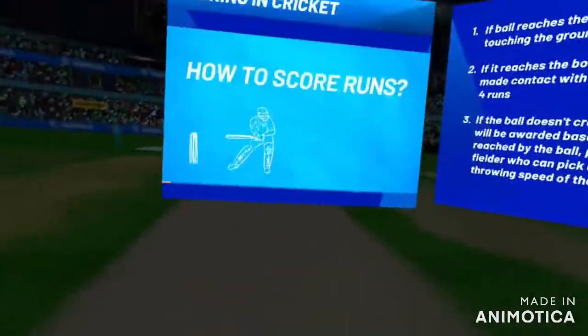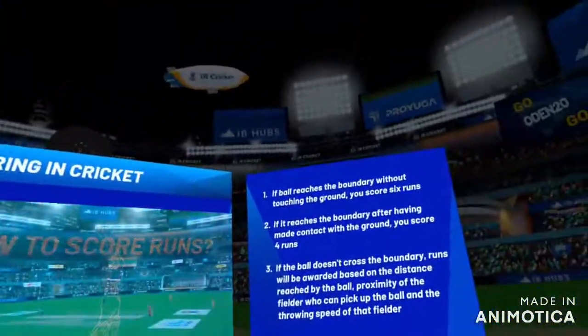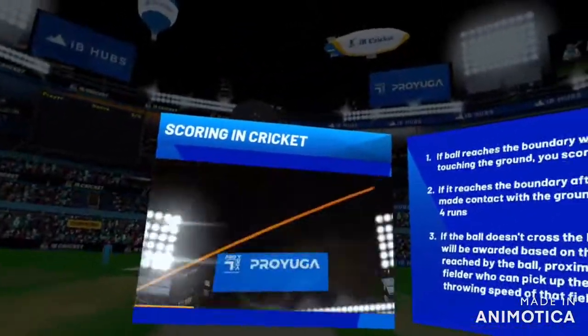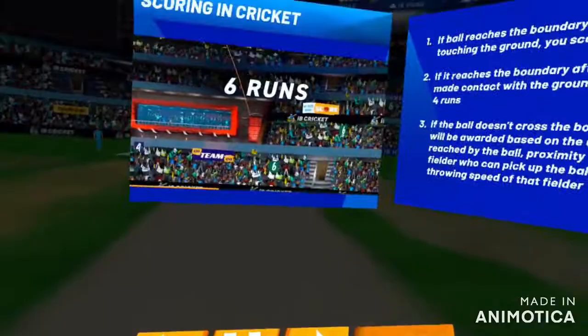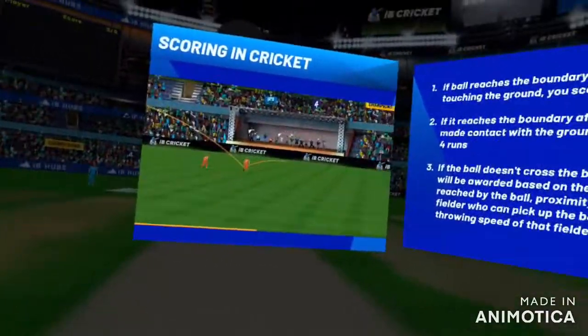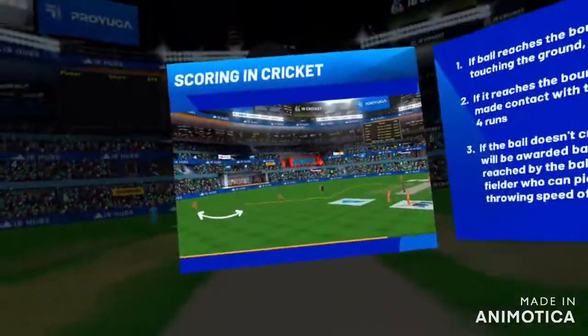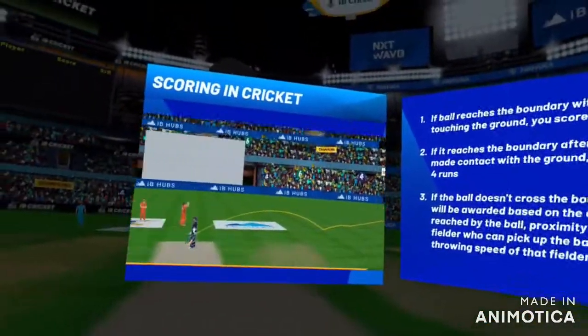In IB cricket, as a batsman, you play to score runs. When you hit the ball, if it lands directly outside the boundary, you score 6 runs. If it reaches the boundary after having made contact with the ground, you score 4 runs. The fielder can pick up the ball, and the throwing speed of that fielder matters.